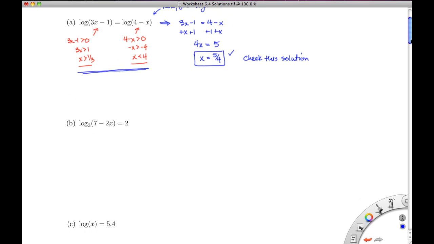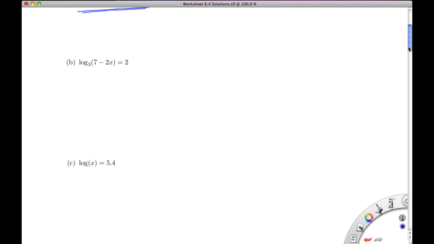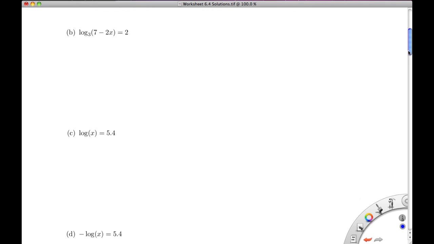Okay, so now we come across one in part B where we've got the log base 3 of 7 minus 2x is equal to 2. So what we're going to want to note here is that we have logs and constants. So note there are logs and constants.